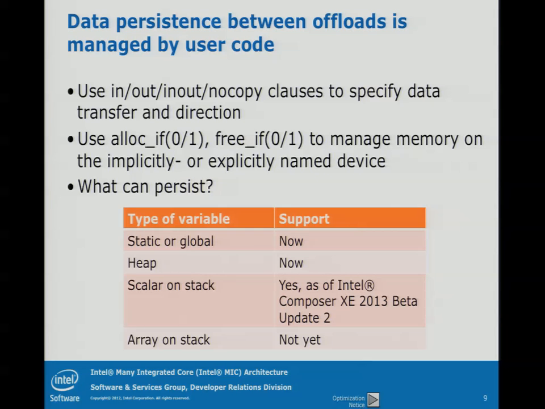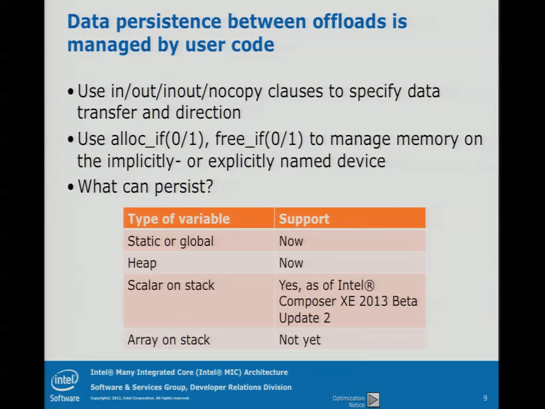So beta 2, update 2 is the 060 compiler. So you can now also have a scalar on the stack that is persistent on the MIC. Of course, the lifetime of this stack variable is limited to the current function's call stack. So you cannot have this scalar persisting across several function calls. And probably later we might see something like arrays that you can allocate on the stack and keep persistent across different offload regions in the same function.